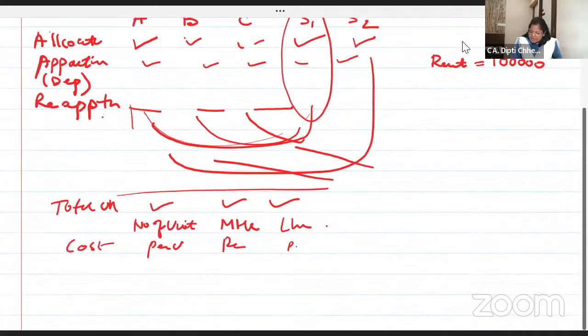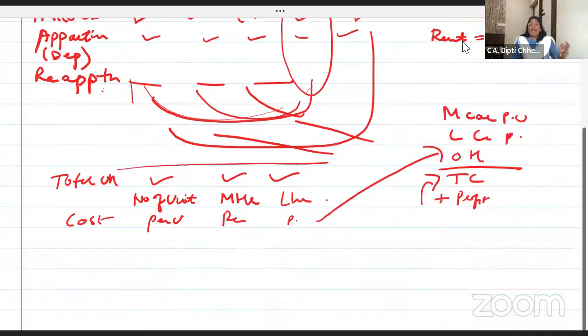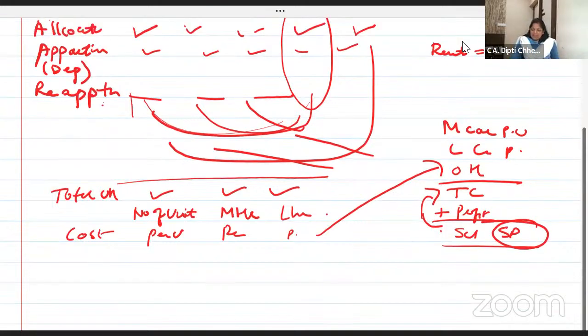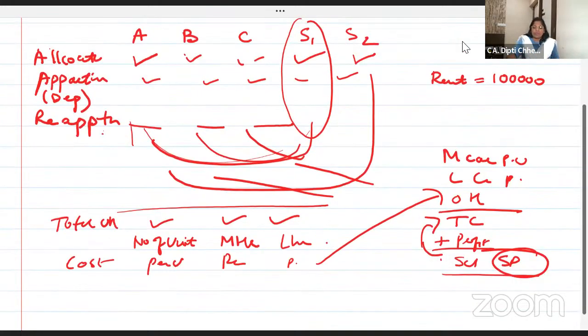Now you know what is material cost per unit. You know what is labor per unit. You know what is overhead cost per unit. Can you get total cost? Can you add your profit, which may be percentage on cost or percentage on sales? And can you quote the selling price? Is my flow clear to all of you?